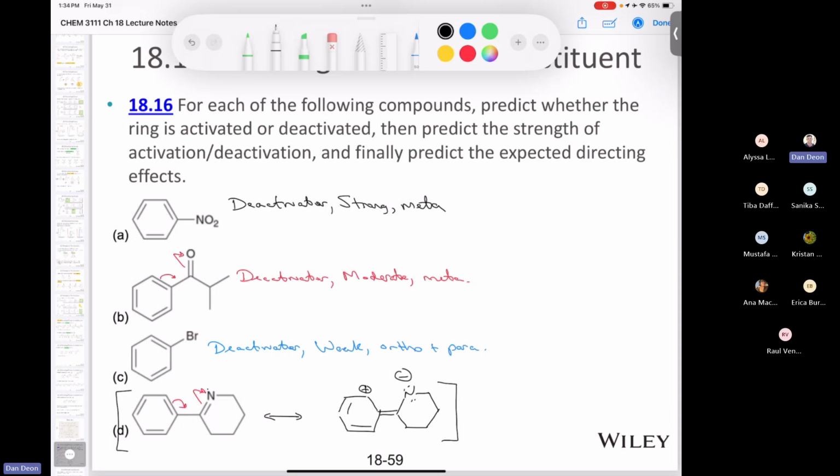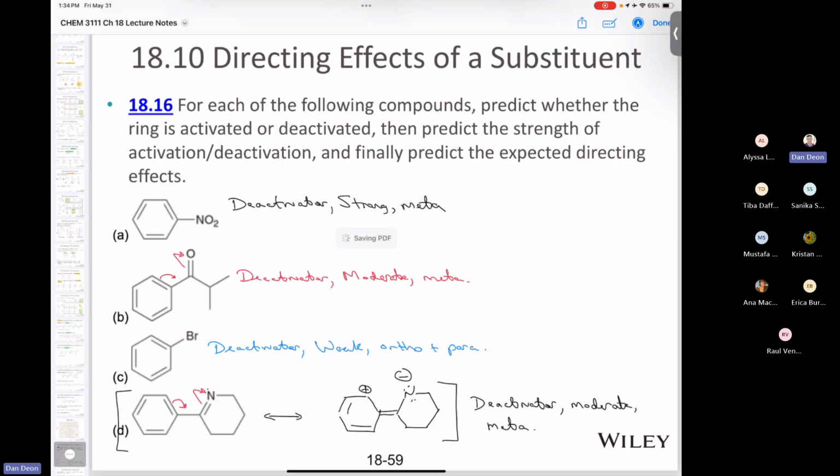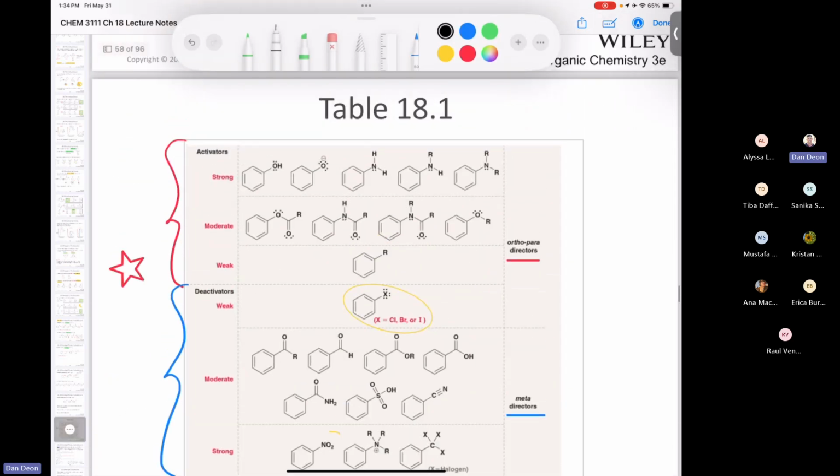However, this is not a strong deactivator. It's not a weak deactivator. This would be a deactivator, but it's moderate. So we'll put here deactivator and moderate. And if it's a moderate deactivator, it's going to direct to the meta position. So there you go. So now all we've done is we're kind of just working on table 18.1. So if you go back, it's this table here.